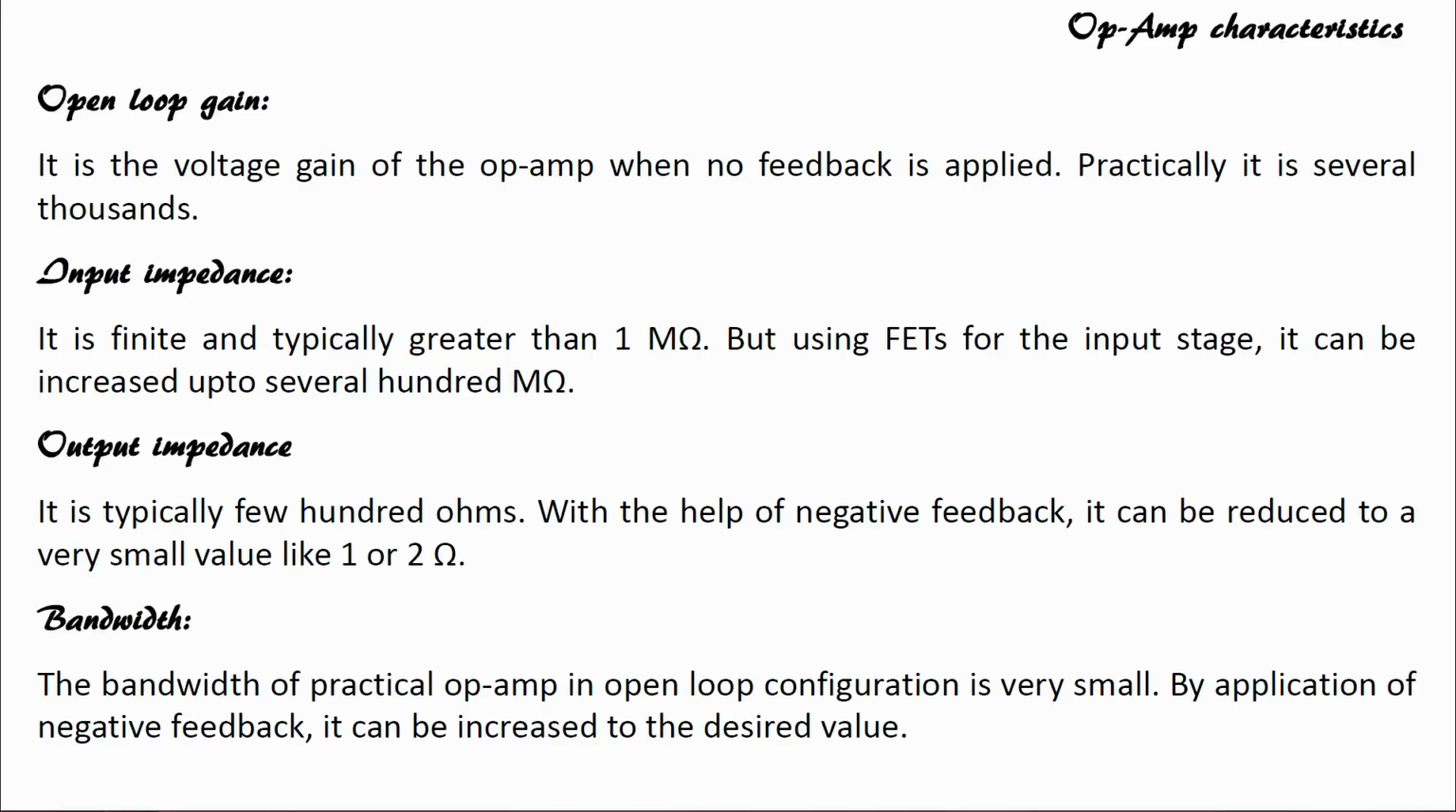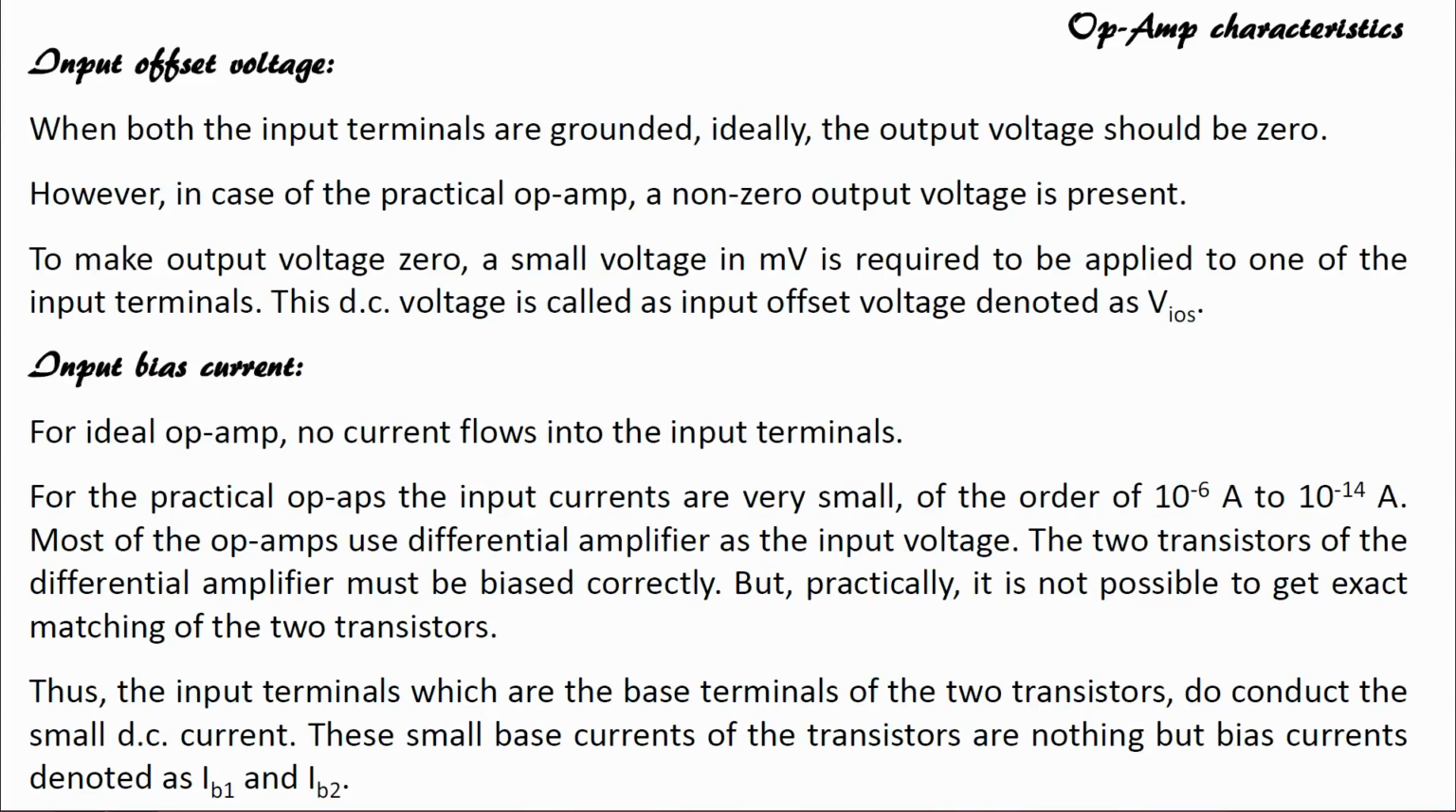Then these are very important parameters or characteristics of the operational amplifier, starting with open loop gain, right. What is open loop gain? It is the voltage gain of the operational amplifier when no feedback is applied. Practically it is several thousands. Second is input impedance. It is finite and typically greater than 1 mega ohm, but for FETs in the input stage it can be increased to several 100 mega ohms. Output impedance is around 1 to 2 ohm. Bandwidth of a practical op amp in open loop is very small, but by using negative feedback we can increase the bandwidth to the desired value. Input offset voltage.